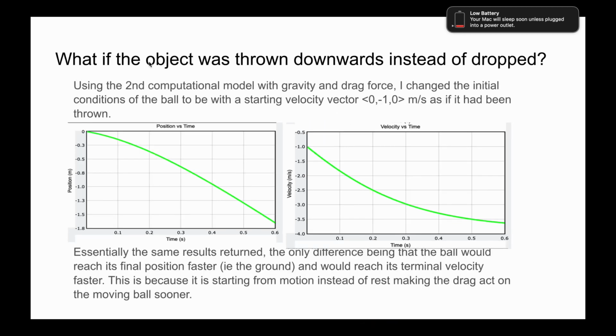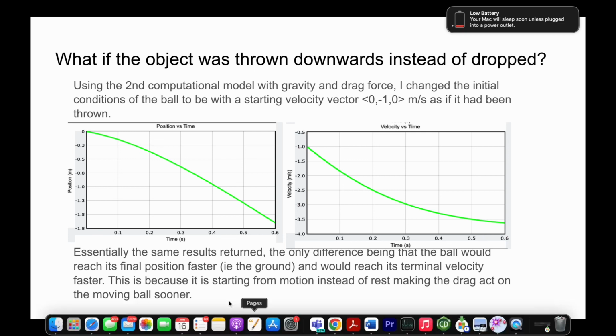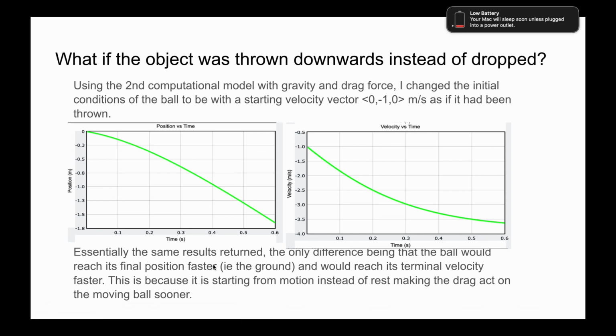What if the object was thrown downwards instead of dropped? Using the second computational model, I changed the initial conditions to have a starting velocity vector of 0, negative 1, 0, as if it had been thrown. Essentially it looks exactly the same as the normal gravity and drag graph. It's just that it starts at a velocity, so it reaches its final position faster. It'll reach its terminal velocity maybe a little faster, but really it ends up being about the same.